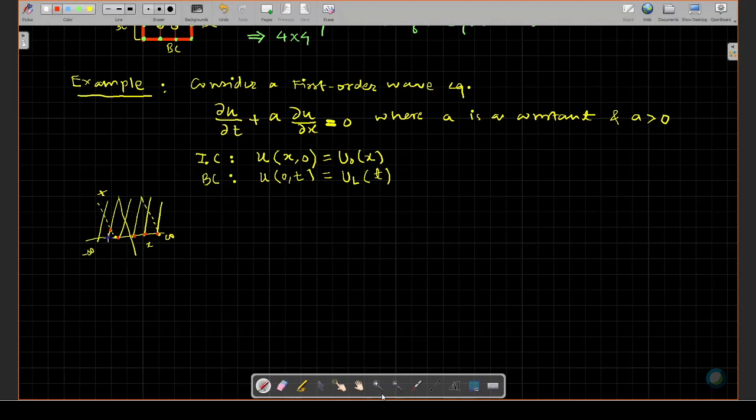Now you see, this is now truncated. This part of the region is not there. So here you need to have a boundary condition.